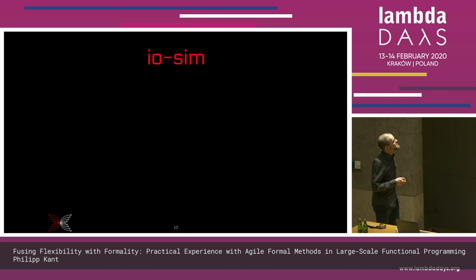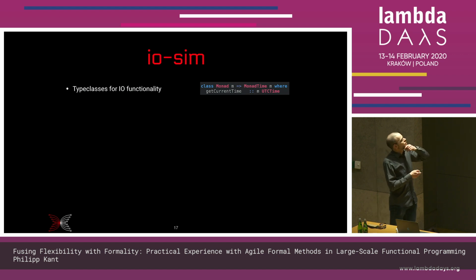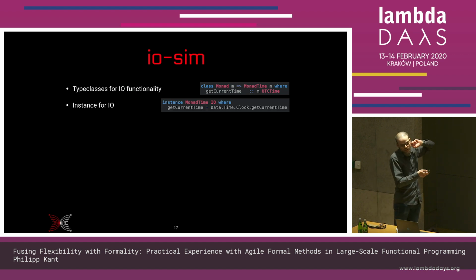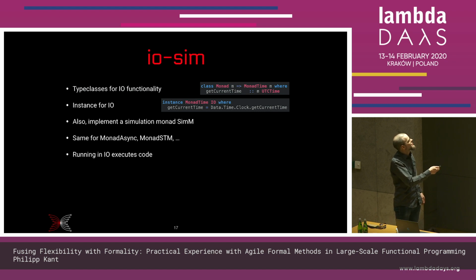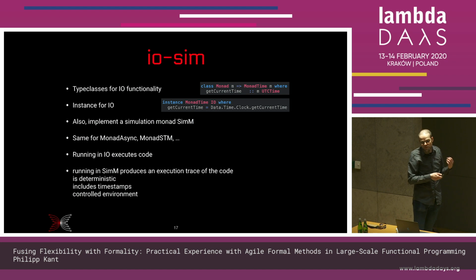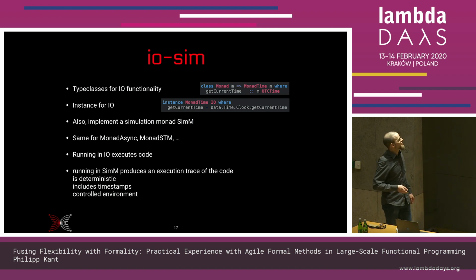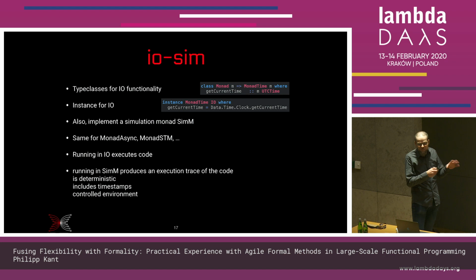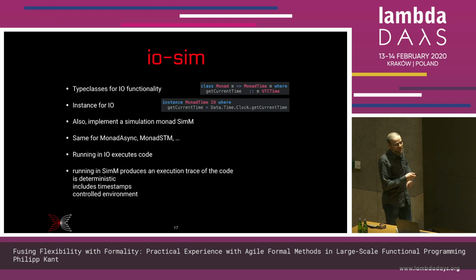And of course we want this to be the same code that we're also running in the original system. We do that with a library where we define type classes for all the functionality that we want. So for something like getting the current time, we make I/O an instance of that, but also a simulation monad. And then we do the same for async and STM. If we run it in I/O, we actually execute the code. But for the tests, we run it in a simulation, and then it is deterministic. We can shrink the test cases. We can actually alter the environment to make it more likely to hit some race conditions or stuff like that.